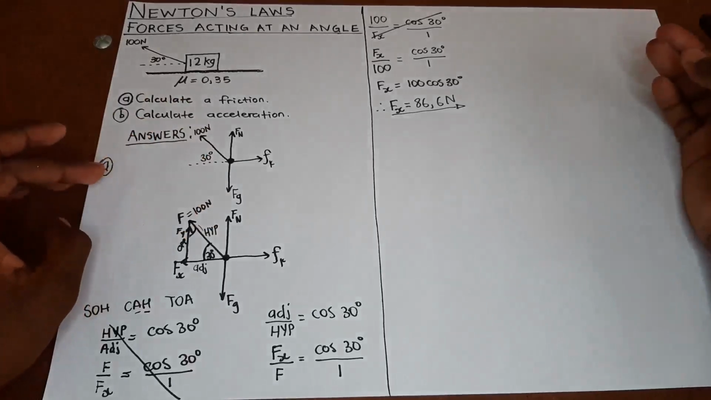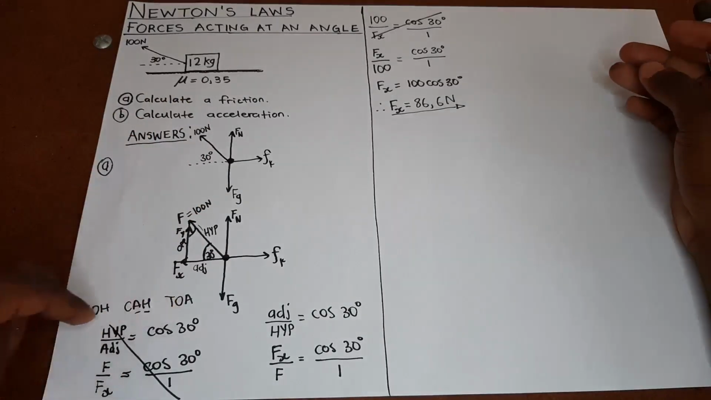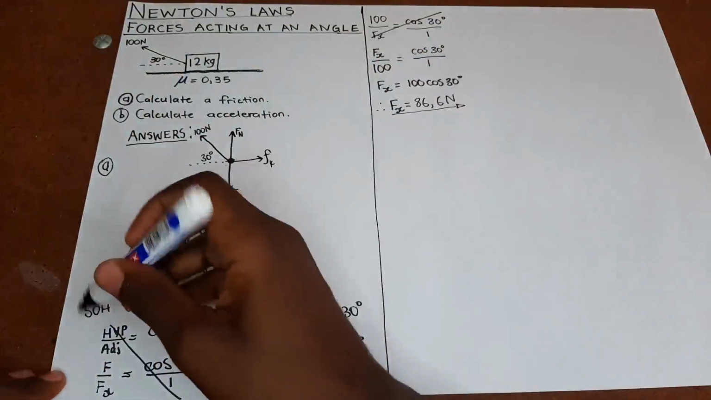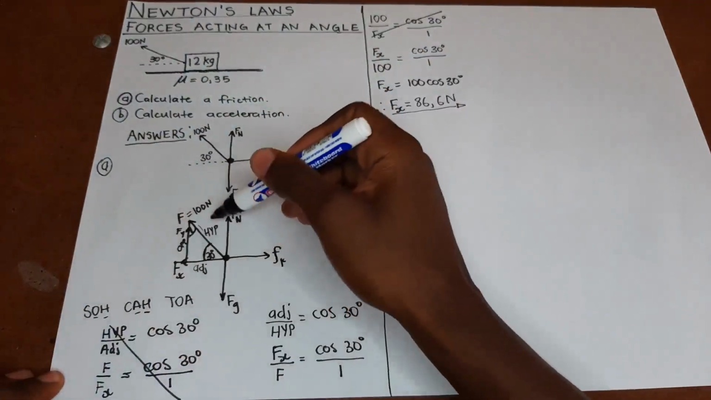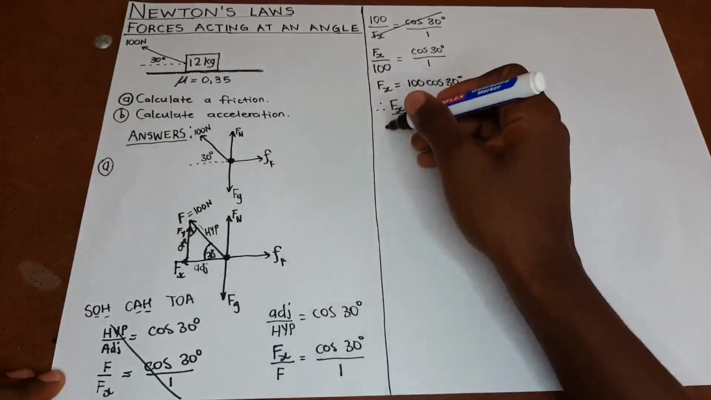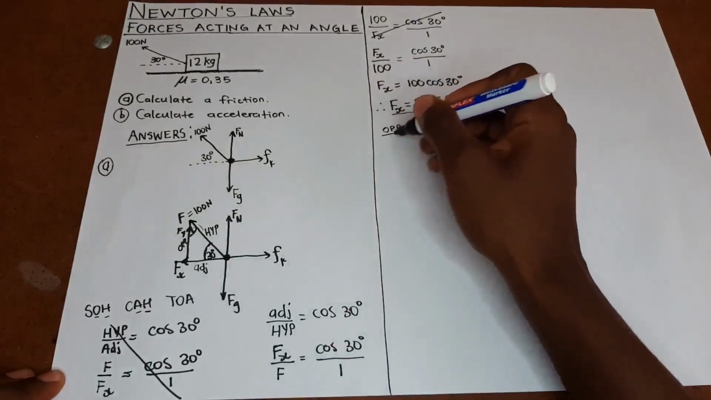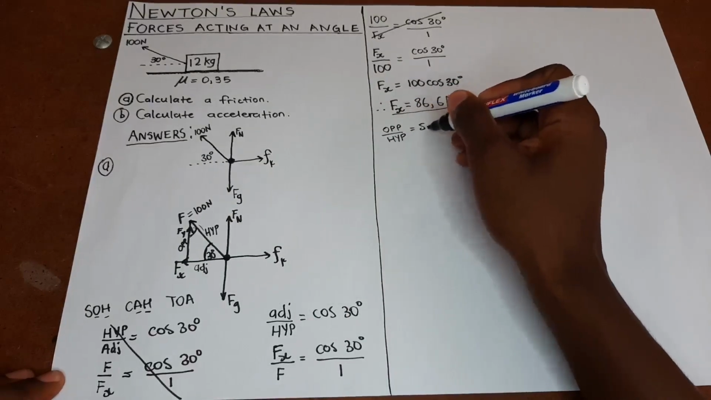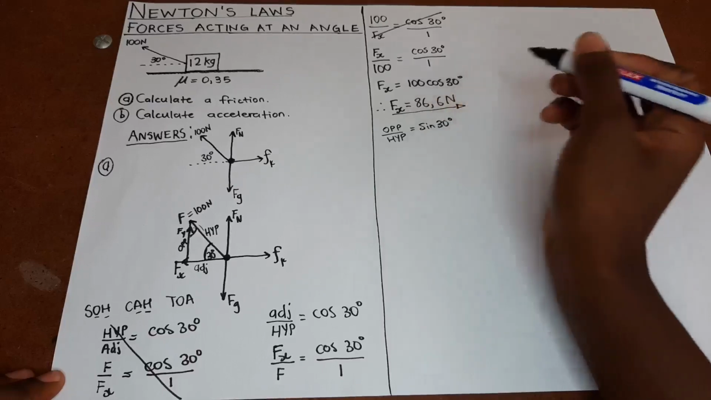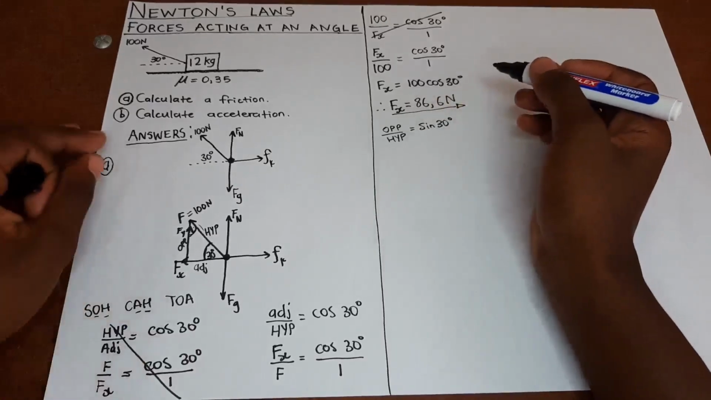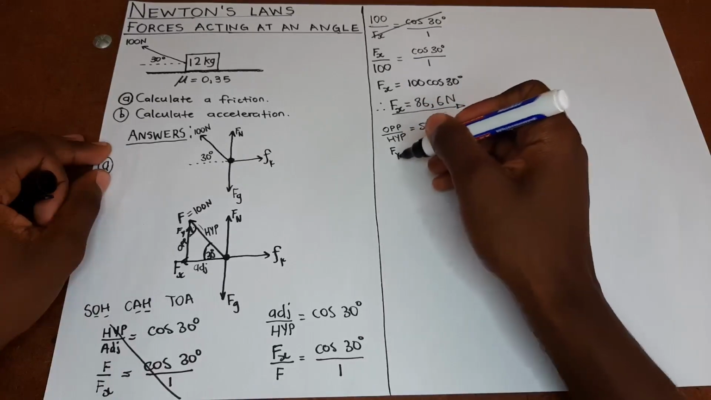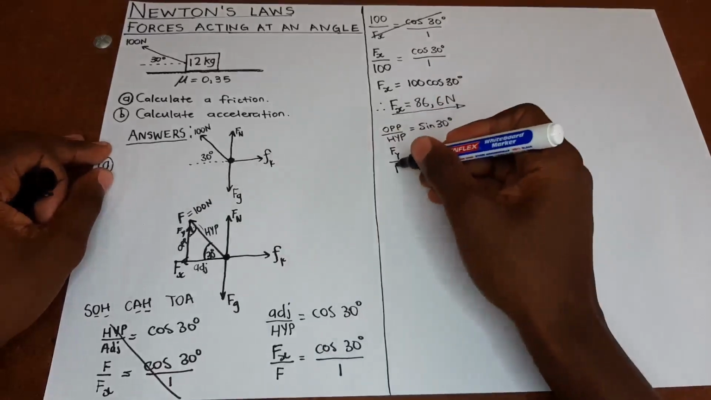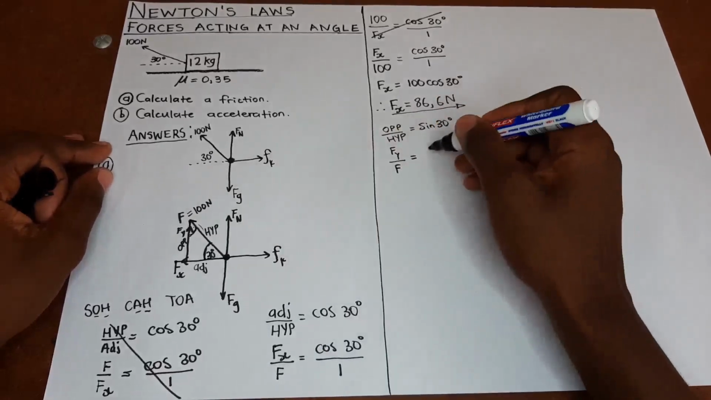this is going to be opposite over hypotenuse, which means we're going to use sine right now. Opposite over hypotenuse is equal to sine 30 degrees. So what's our opposite side there? It's Fy. What's our hypotenuse? Our hypotenuse is F, which is equal to 100 newtons.